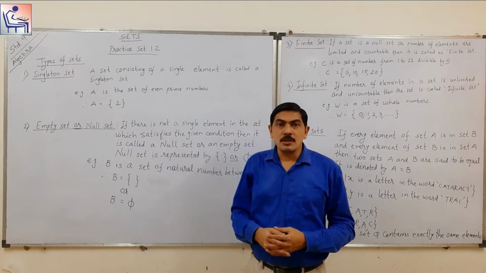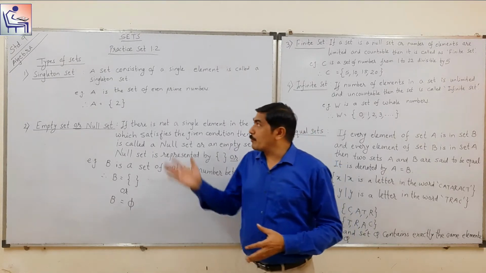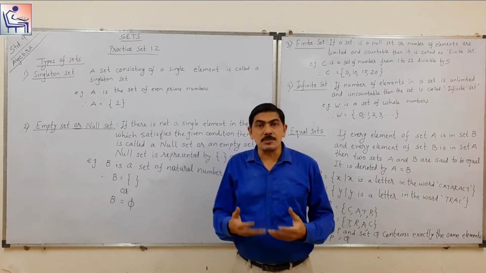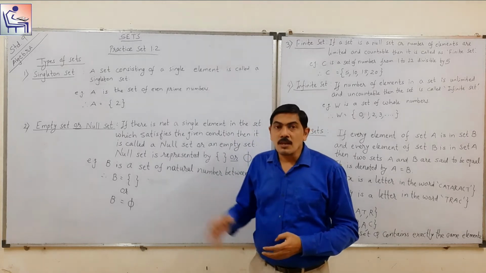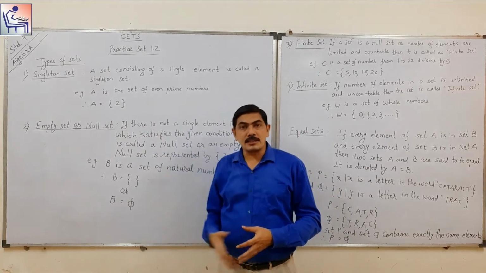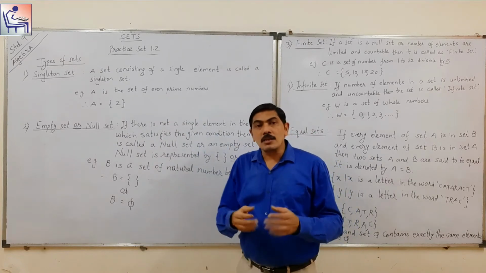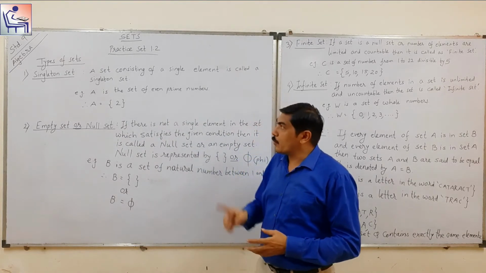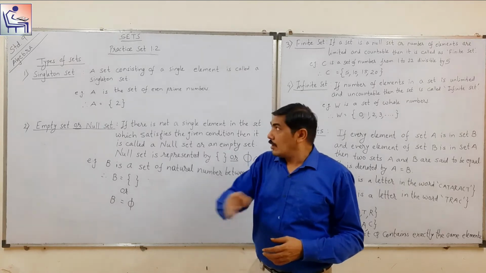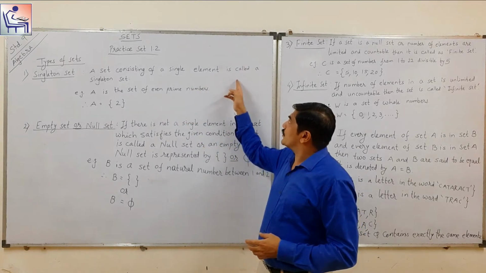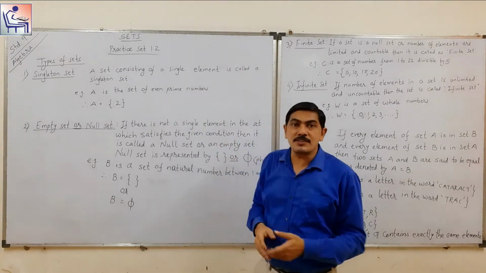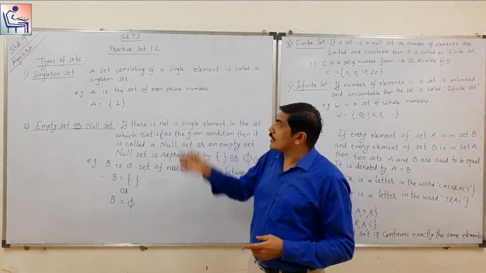Hi students, before starting with the practice set 1.2, I want to give you some theory about it. Here, the types of sets. Singleton set, first one. In a singleton set, you will find only one element. A set consisting of a single element. Single element means one element is called a singleton set.